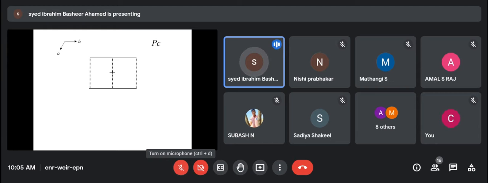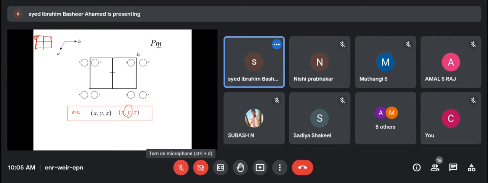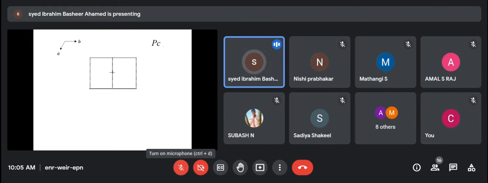Now we are going to see PC glide. M is mirror plane. So C is glide plane. So mirror plane is just a reflection. Glide plane means what? You have the reflection plus translation. So reflection and translation you will have in glide plane.